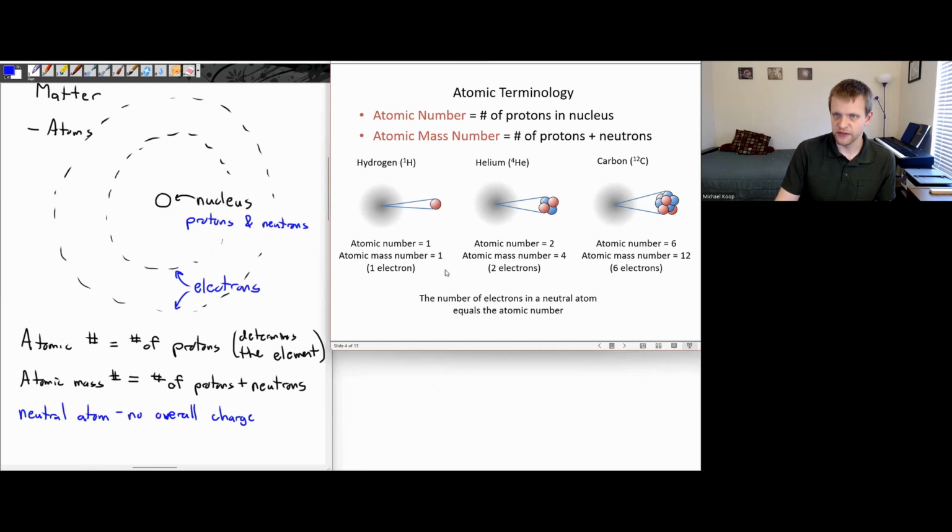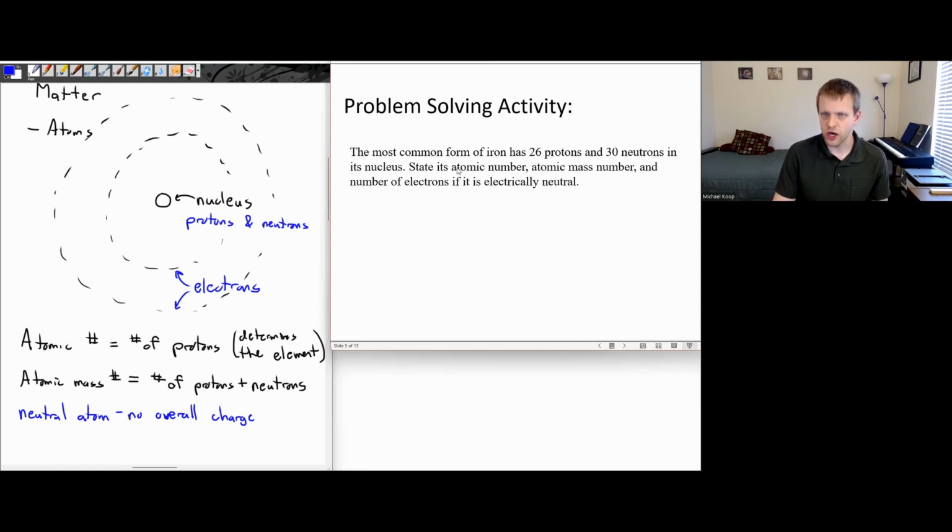So let's try an example of this. Let's say the most common form of iron has 26 protons and 30 neutrons in its nucleus. State its atomic number, atomic mass number, and the number of electrons if it is electrically neutral. So pause the video here and take a stab at this one.